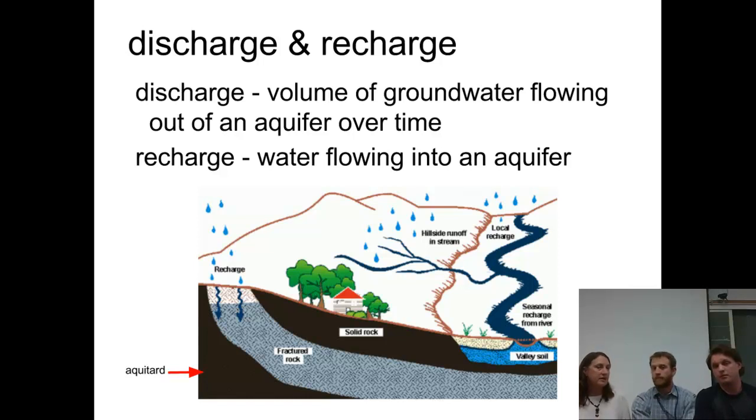And when we're taking water out, we have a special name for that, and that's discharge. So it's recharge when the water is going in to fill up the aquifer, and it's discharge when the water is taken out by whatever method it's taken out. Okay. All right, let's go on.